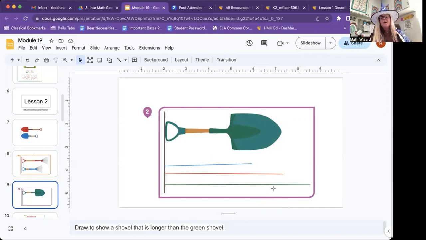Which one would be longer than the shovel? This is the shovel. Remember, the red one is the shovel. Which one of these lines would be longer? Did you say the green one? Yes, the green one would be longer. The blue one is shorter, right? So now you can pause this while you draw a shovel that is longer, right? Kind of like my green one, longer than the shovel.